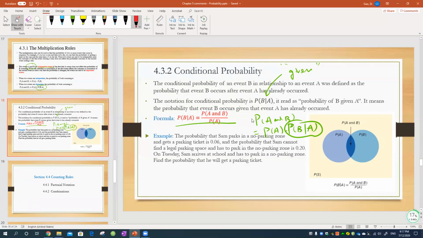The probability that Sam parks in a no parking zone and gets a parking ticket is 0.06. The probability that Sam cannot find a legal parking space and has to park in the no parking zone is 0.2. On Tuesday, Sam arrives at school and has to park in the no parking zone. Find the probability that he will get a parking ticket. So basically, we're going to rewrite all the sentences into the stat notation.